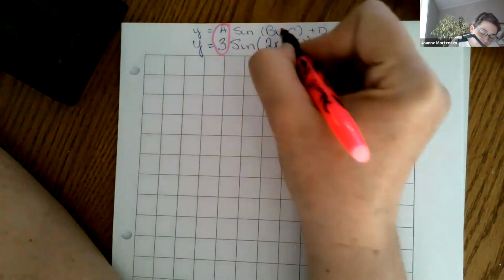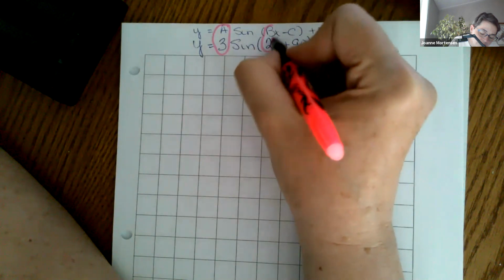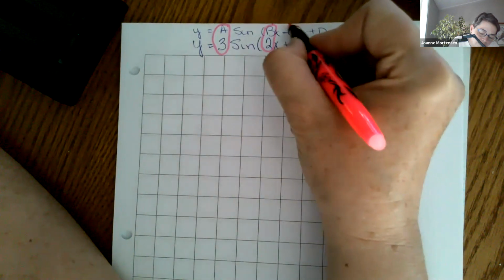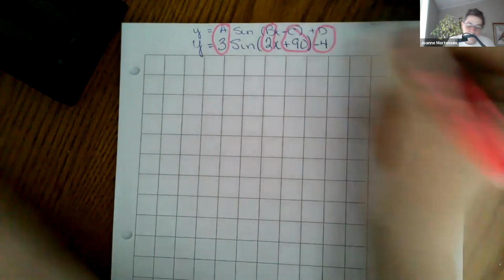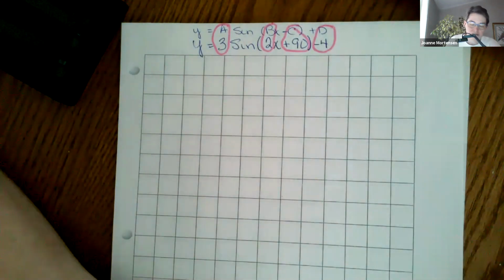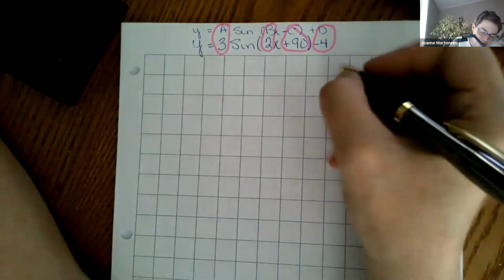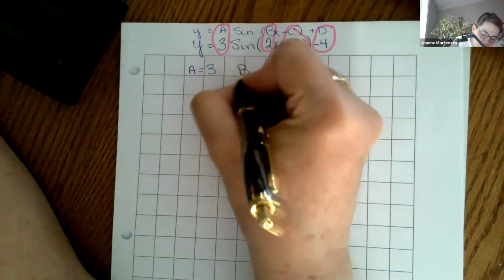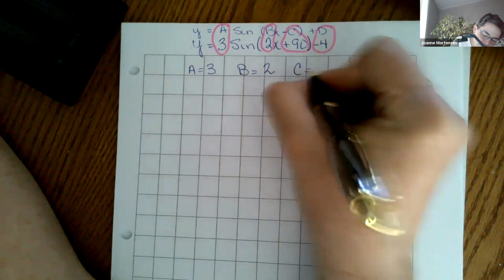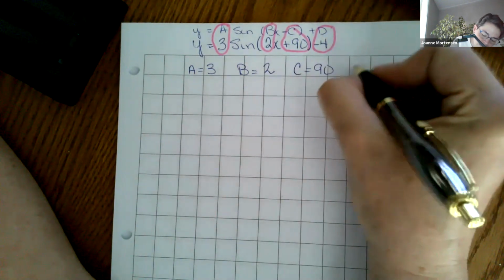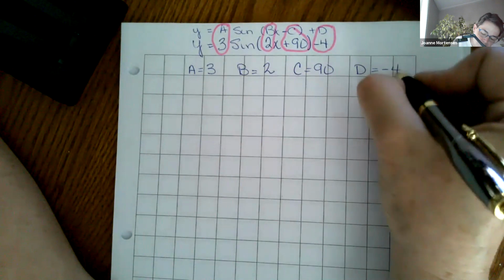And we can see really good that A is 3, B is 2, C is 90, and D is 4. I made a mess there. That bugs me already. So I'm going to rewrite it. So A is equal to 3. B is equal to 2. C is equal to 90. And D is equal to minus 4.